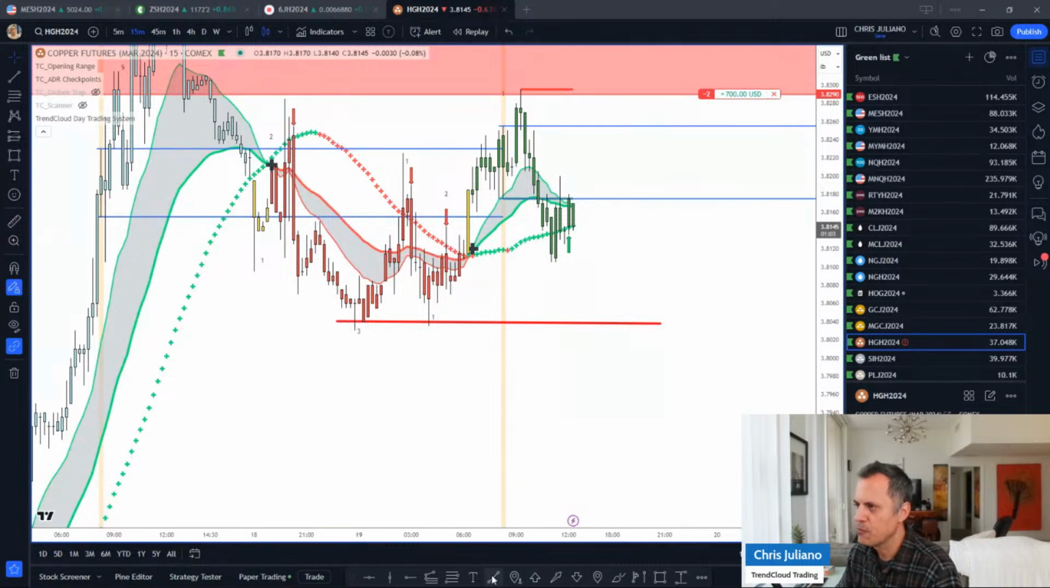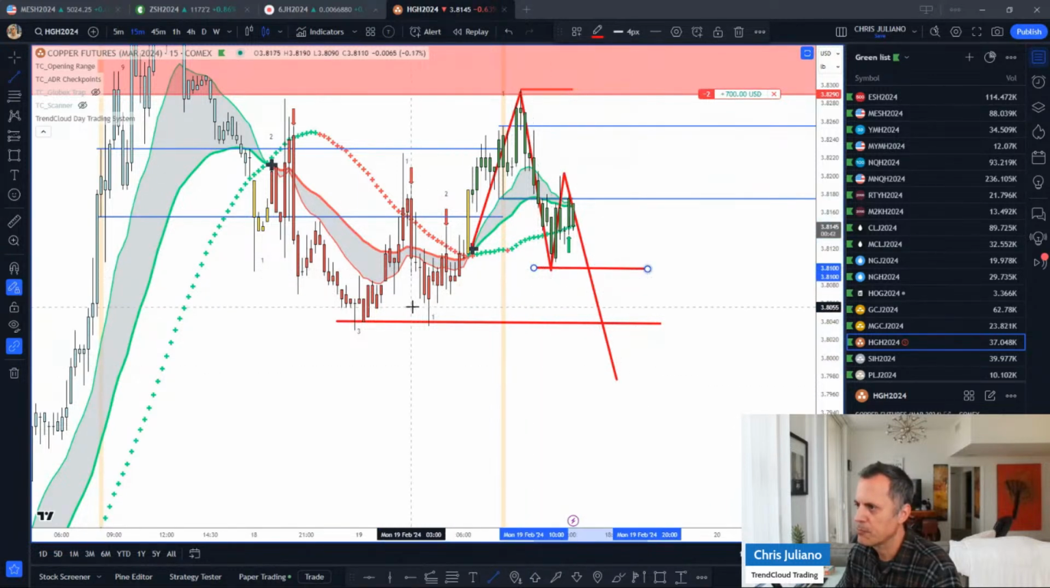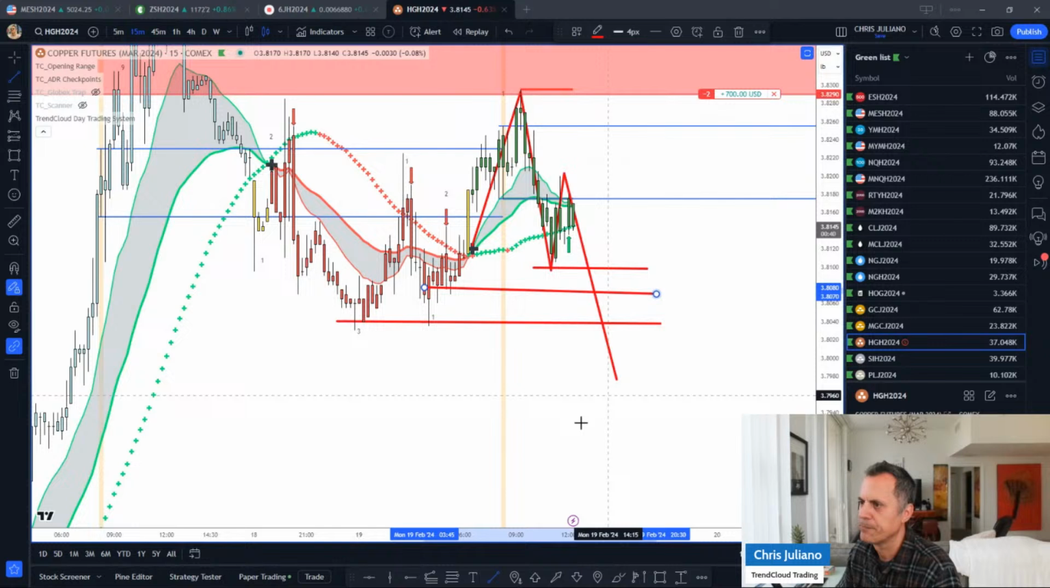So we're looking for this, right? Here's the move up, hit that supply zone, break to the downside, retest of the opening range, and a breakdown, right? And we want to break through, we want to start breaking through structure. That's how you know you're on the right side of the trade.